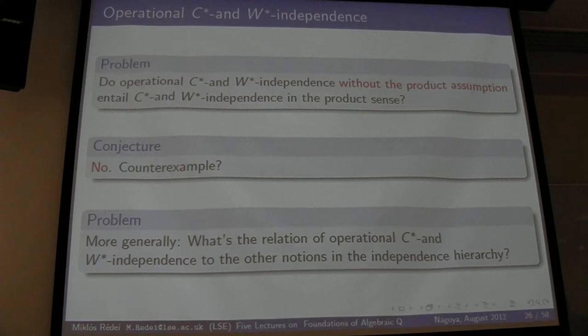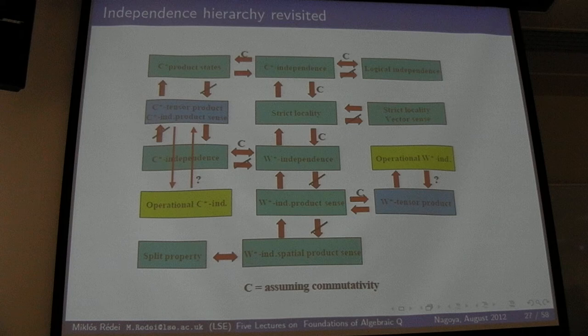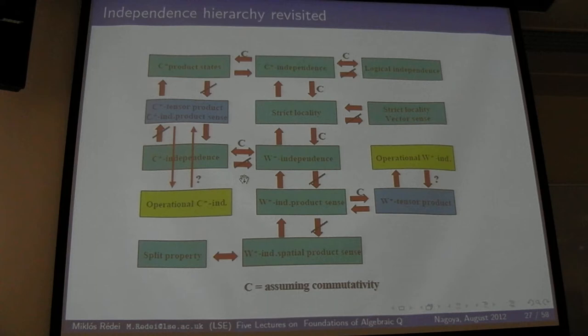More generally, what is the relation of operational C-star and W-star independence to the other notions of the independence hierarchy? Nothing has been done in that connection. You might ask all sorts of questions about the relationship, and this has not been done. So here is the hierarchy again, with the insertion of operational W-star independence and operational C-star independence here. And you might want to ask about the other arrows which are missing here.